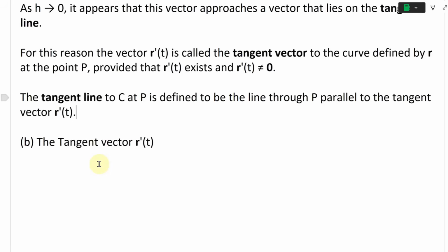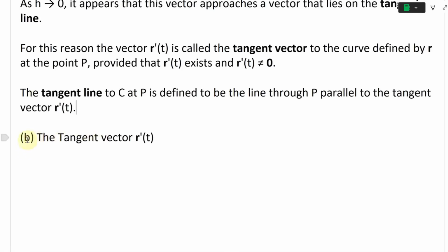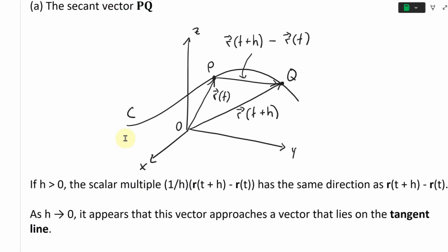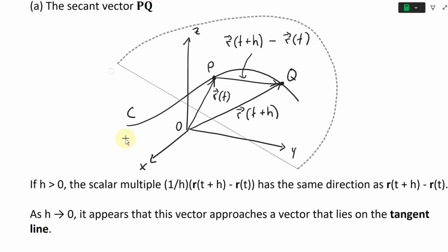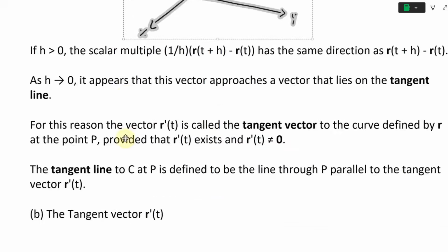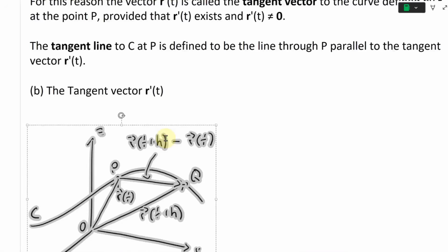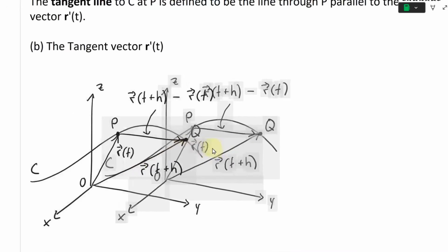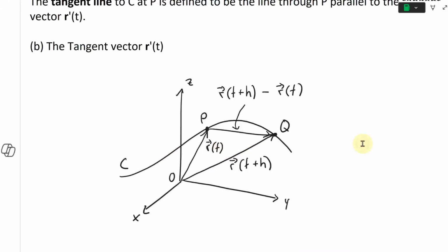All right, so now let's draw this all out to make more sense. Part B, the tangent vector r prime of t. Again, that's just the derivative, it's just a tangent vector. I'm going to copy this and paste it here, and then we're going to play around with it so we don't need to draw it out again. Now I'm going to erase this, so that's just our secant vector there.